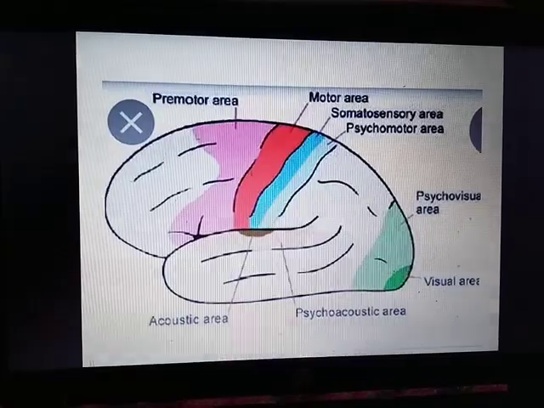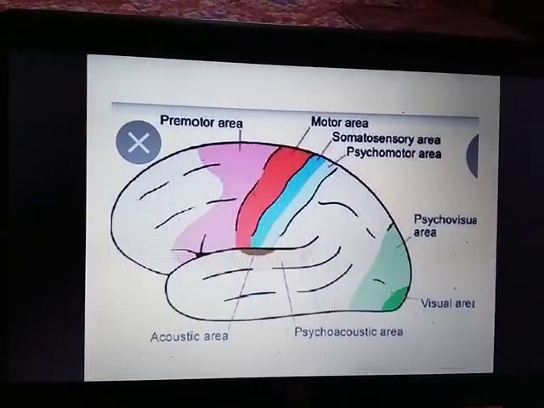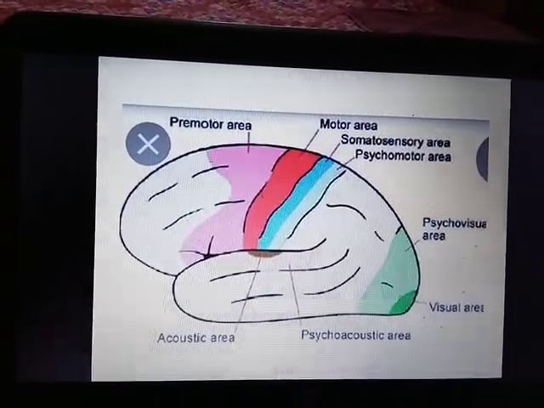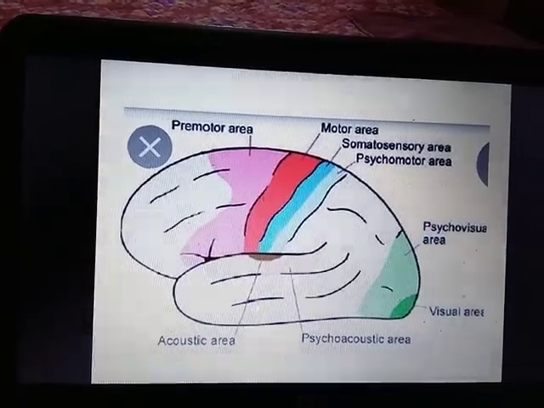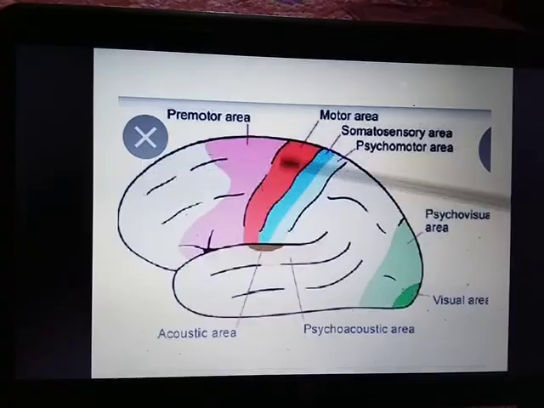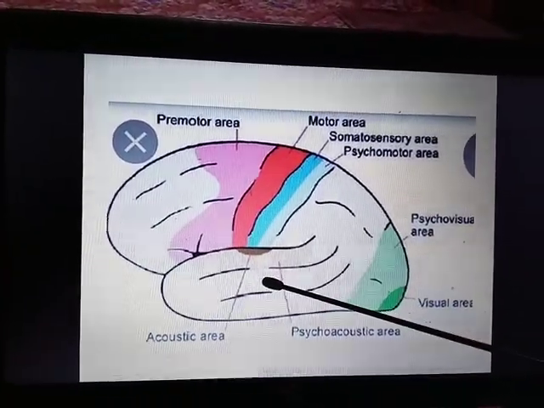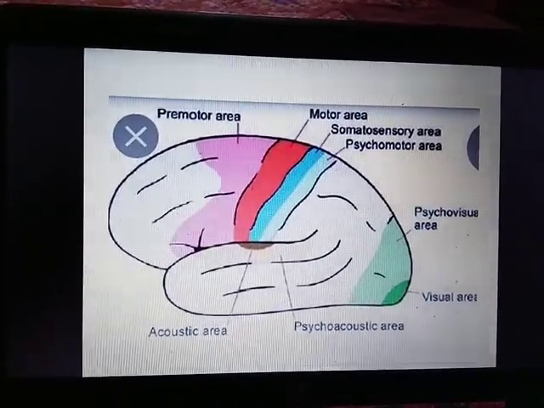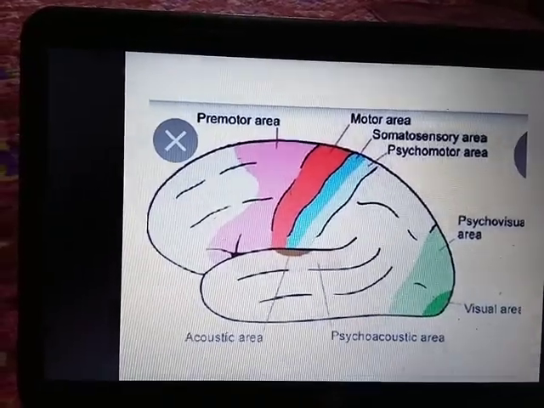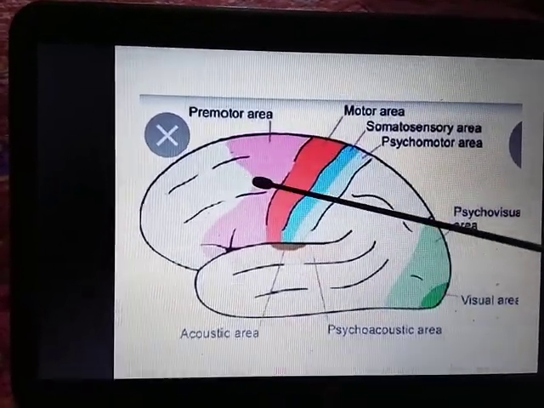This area is concerned with the voluntary movements of the various body parts. If this area is stimulated electrically, there will be movements of the various body parts. The projection fibers from here, in the form of corticospinal and corticonuclear fibers, move downwards and take the signals to the concerned area. In front of this motor area, we have the premotor area.